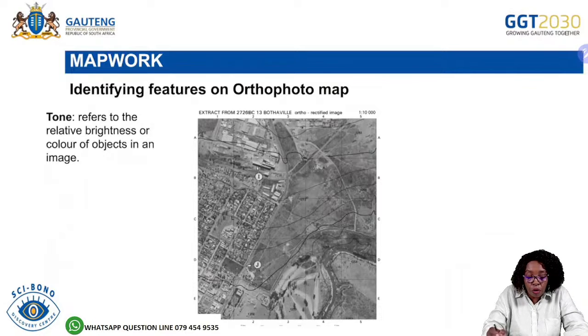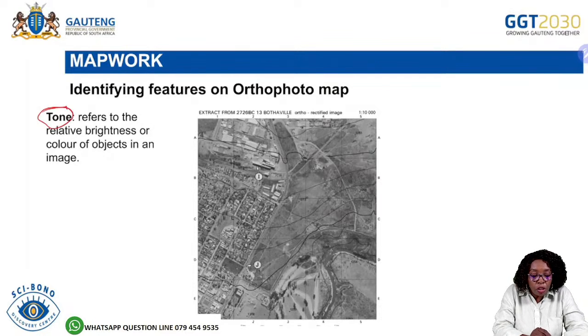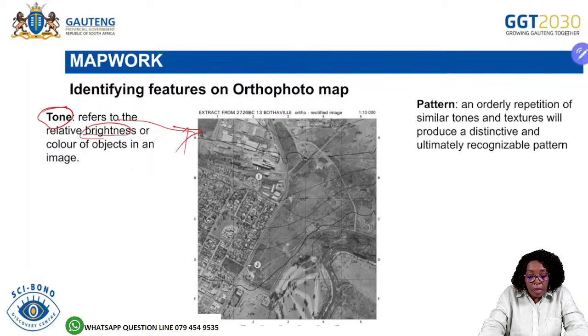We have an orthophoto map where we look at tone. Tone refers to the relative brightness or color of objects in an image. So when you look at the orthophoto map, you can identify that there are different tones of gray or black that you can see here. Some of the objects would be darker and some would be lighter.